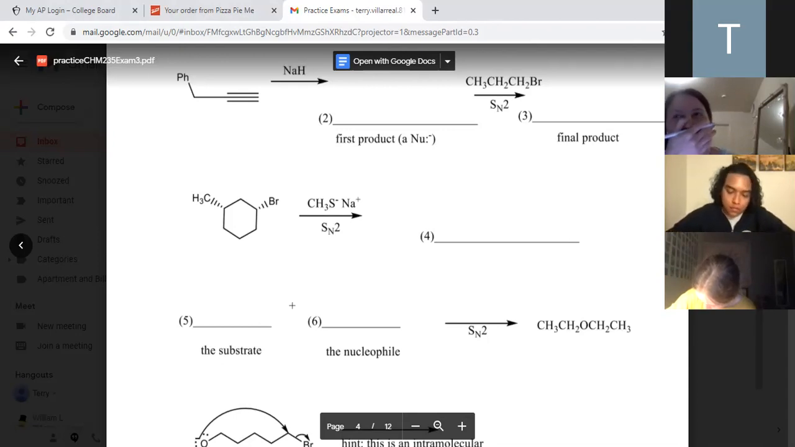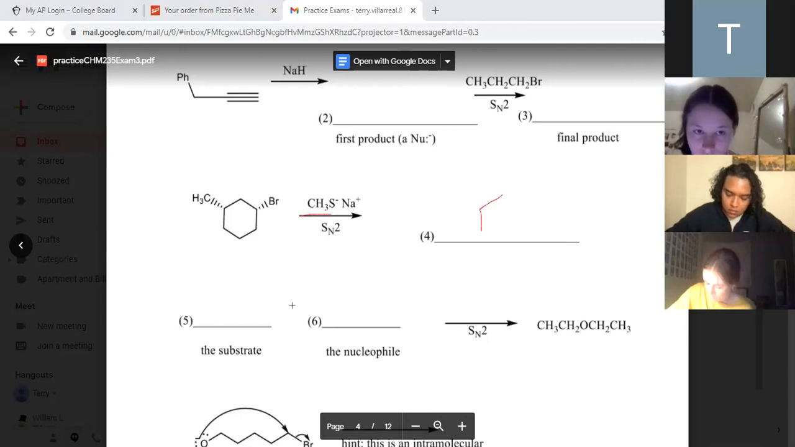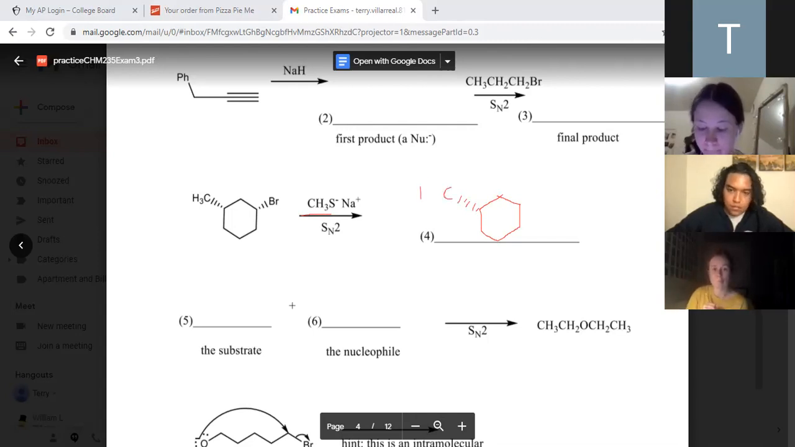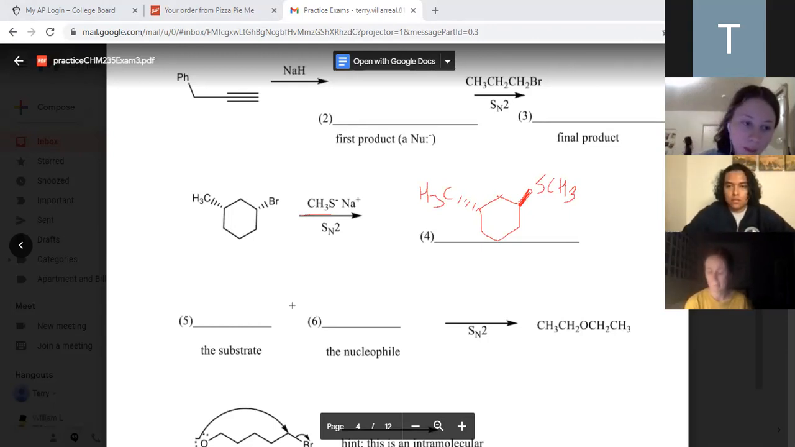Okay, so for number 4, this is our nucleophile. So just draw our product. Every other stereocenter stays the same because we're not going to get involved in this reaction. But now we should have on a wedge, because it's SN2, SCH3. We invert. Is that what you guys got? Okay, any questions on that?